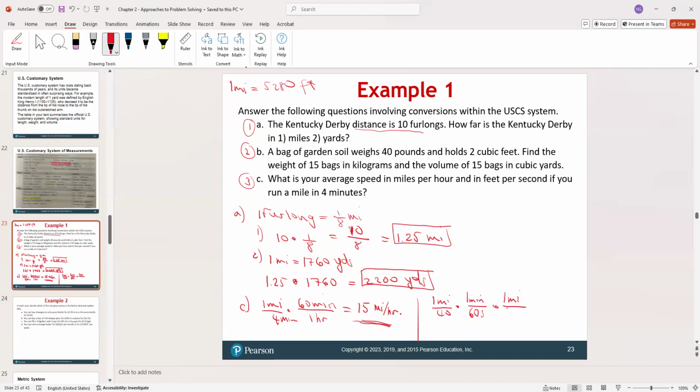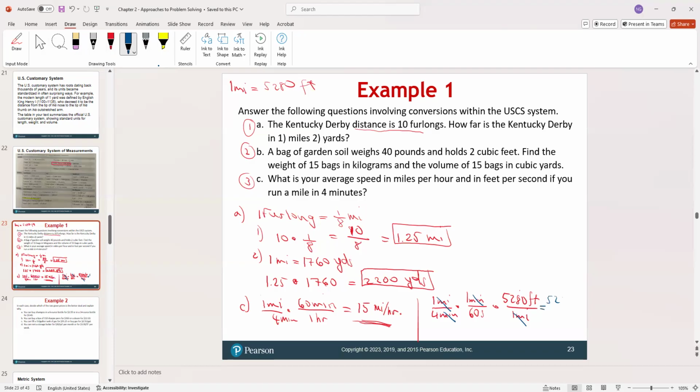We need to change it because I cannot have miles on the top again, otherwise it would be multiplied. So let's say we have 5,280 feet in 1 mile. Remember, you always need to have something to cancel out. Here you do 1 mile in 4 minutes. Now let's cancel. We cancel this minute with this minute. We cancel this mile with this mile. Now, as you can see, we're going to have only feet per second.